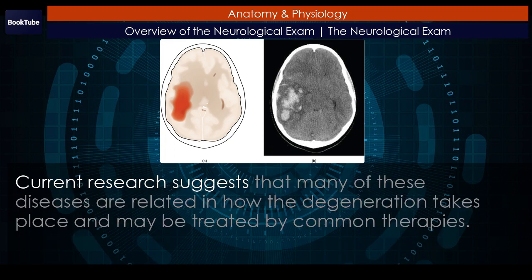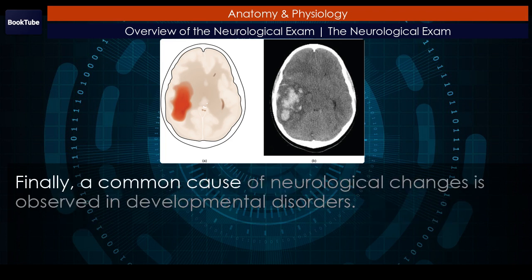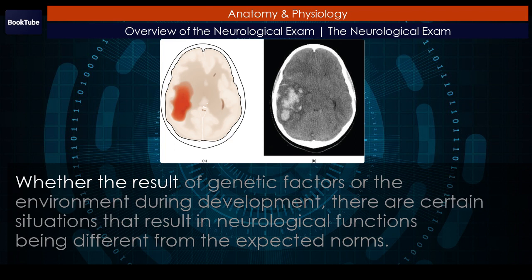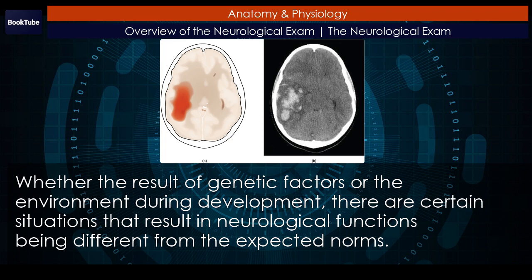Current research suggests that many of these diseases are related in how the degeneration takes place and may be treated by common therapies. Finally, a common cause of neurological changes is observed in developmental disorders. Whether the result of genetic factors or the environment during development, there are certain situations that result in neurological functions being different from the expected norms.